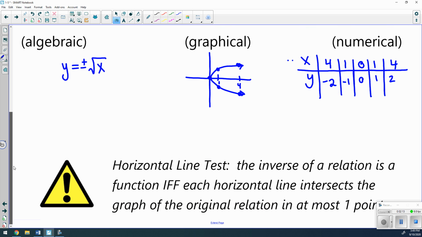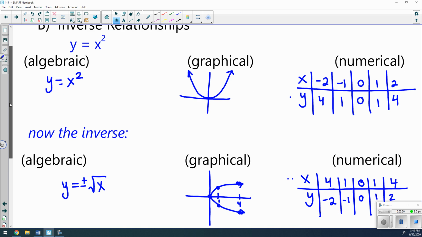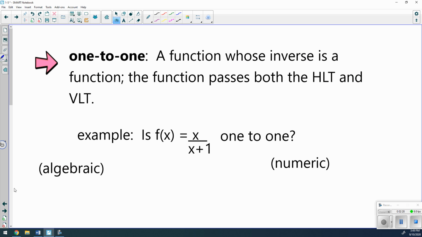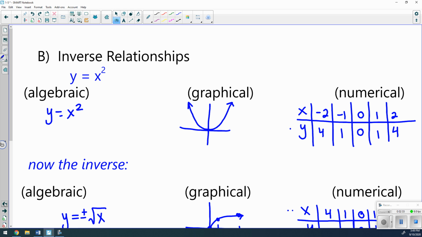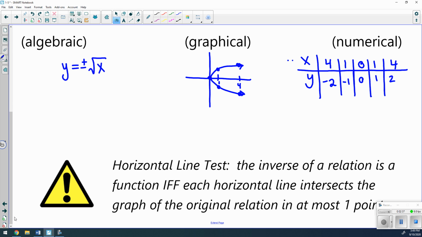So the cool thing about functions and their inverses: if a function has an inverse that will also be a function, it will pass the horizontal line test. The vertical line test tells us whether or not a relationship is a function. The horizontal line test is going to tell us something important about the inverse. So the vertical line test determines whether or not a relationship is a function. The horizontal line test tells us whether or not a function's inverse is also a function.